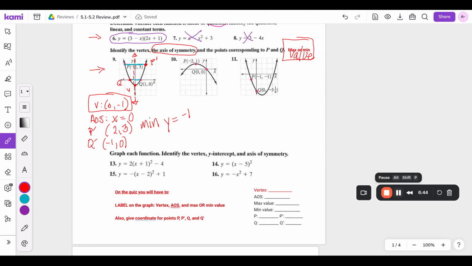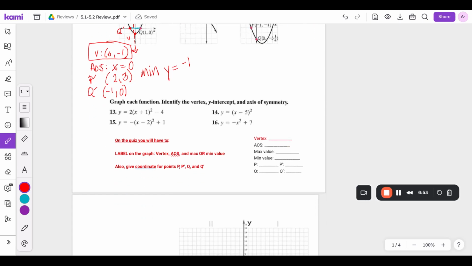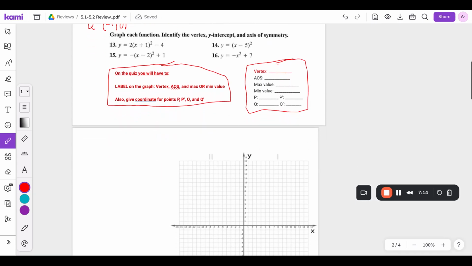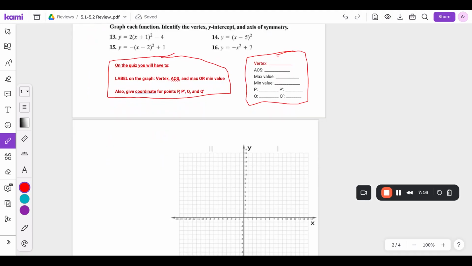Now, for the last part of the quiz, you will have 2 problems that you will have to graph. And you will have to do this part right here. On the quiz, you will have to label on your graph the vertex, the axis of symmetry, the max or the min value. You're going to give that. Okay, and this is what the answer lines are going to look like. Also, you'll have a grid because you will have to graph it on the grid.